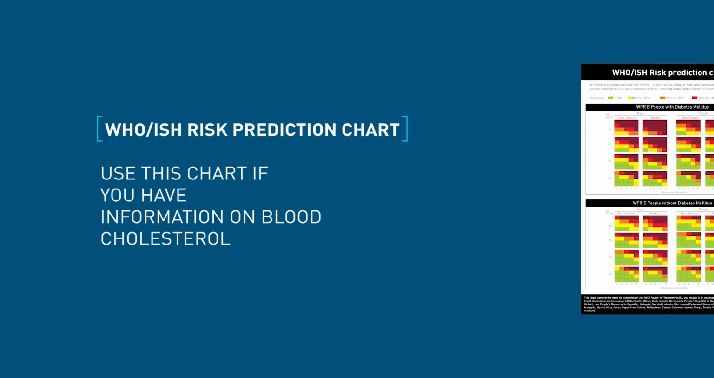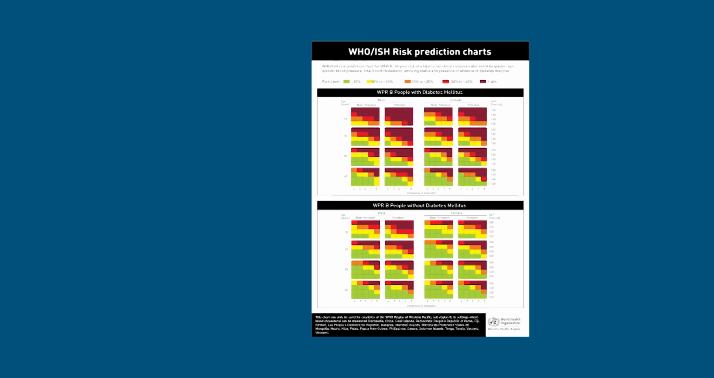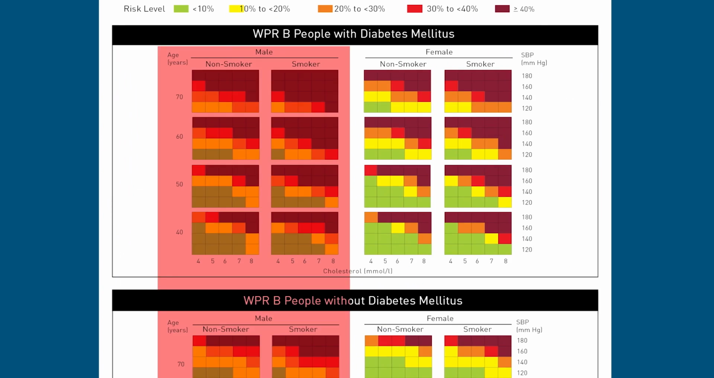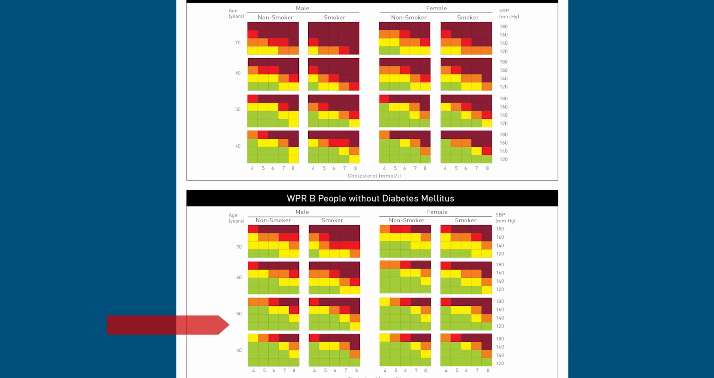If you have information on blood cholesterol, use this chart. First, select the appropriate chart depending on the presence or absence of diabetes. Second, select male or female tables. Third, select smoker or non-smoker boxes. Fourth, select age group box.